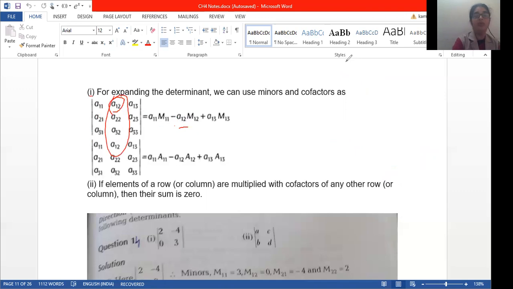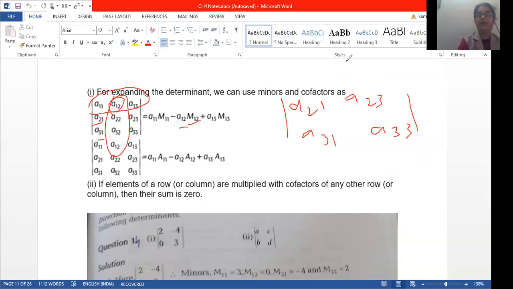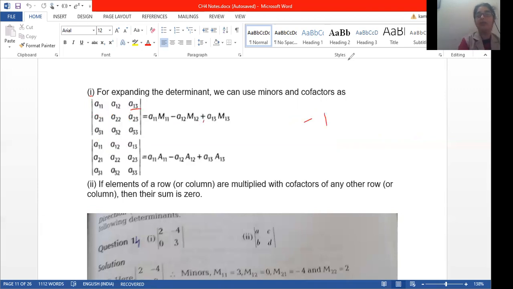Now leaving this row and this column, we are left with a determinant a21, a23, a31, a33. Yeah, we are left with this. This is called M12, the minor. Then the next one is a13. Why is it positive? Because 1 plus 3 is 4, and minus 1 to the power of 4 is 1. So a positive sign will come.